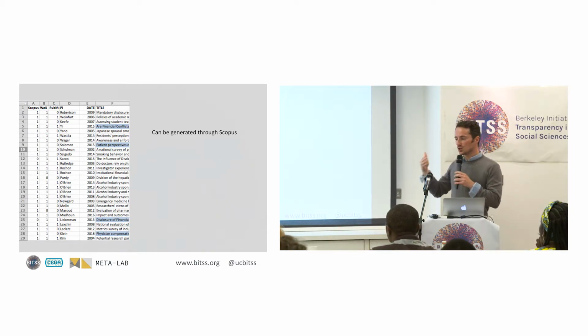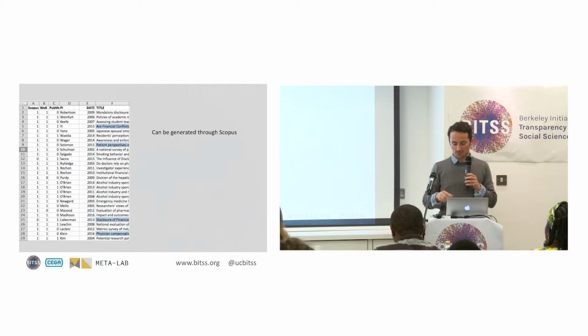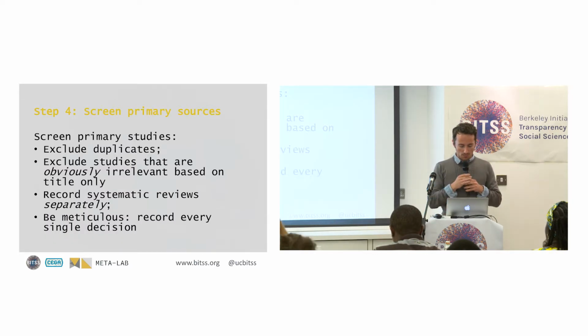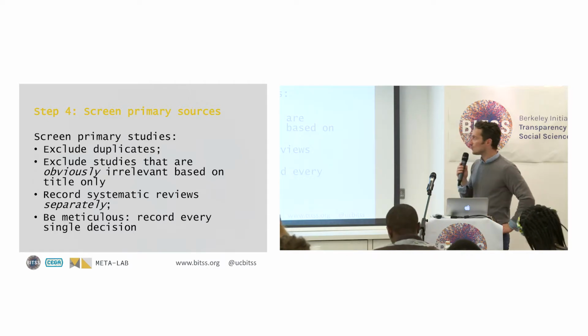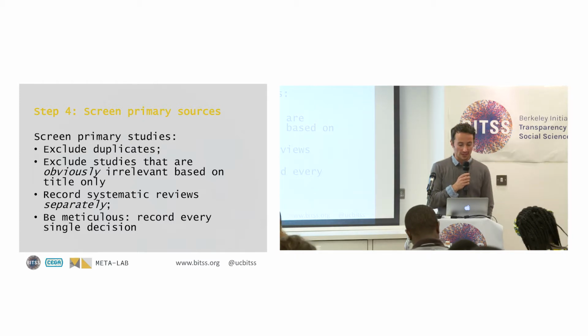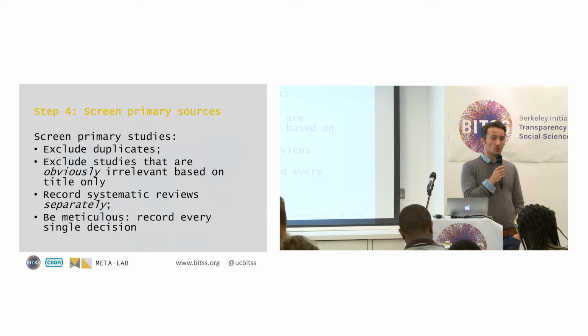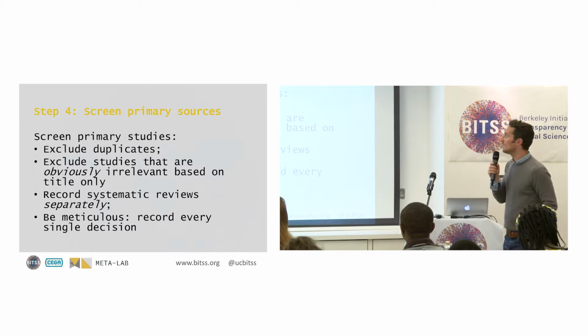So when you do a search on Scopus or any bibliographical database, you can then export the results as a spreadsheet. And then you merge the results. So once you've downloaded all your results, you have to do a first screen. So you have to screen primary studies. And the first thing to do is to exclude duplicates, and Excel can do it for you, right? It can identify all the duplicates, so it's easy to find them.